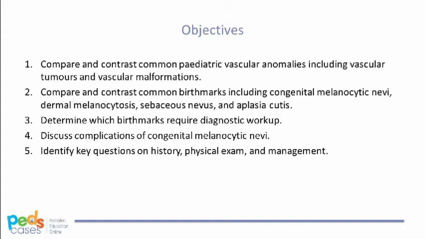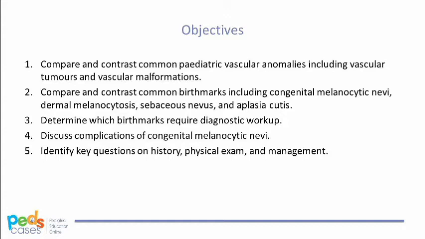Number 1, compare and contrast common pediatric vascular anomalies, including vascular tumors and vascular malformations. Number 2, compare and contrast common birthmarks, including congenital melanocytic nevi, dermal melanocytosis, sebaceous nevus, and aplasia cutis. Number 3, determine which birthmarks require diagnostic workup. Number 4, discuss complications of congenital melanocytic nevi. Number 5, identify key questions on history, physical exam, and management.